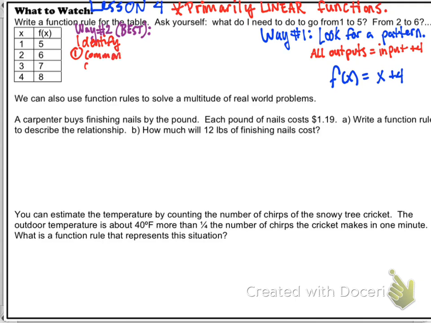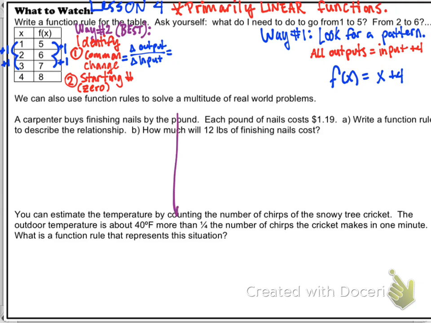So first, you've got to identify the common change, and you've got to identify your starting number, or the zero number. What would you have if your input was 0? So in this case, or in every case, the common change is the change in the output compared to the change in the input. And when I say compare, we use a fraction line to compare in mathematics. So in this case, if I change the input by 1, the output increases by 1. So there's a 1 over 1 change.